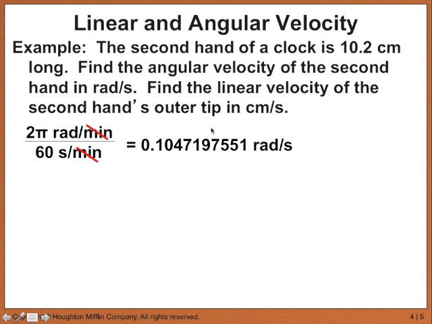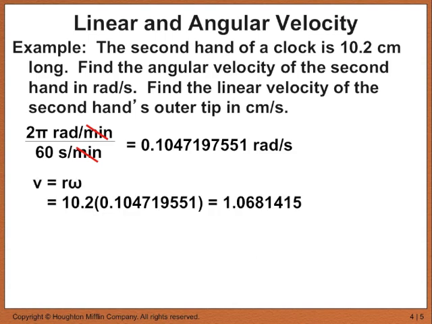0.10471975551. Notice that I didn't round. There's a very good reason for that. I didn't round yet because this isn't my final answer. It's simply what I'm going to use in order to find the linear velocity. And for that, I use this formula.